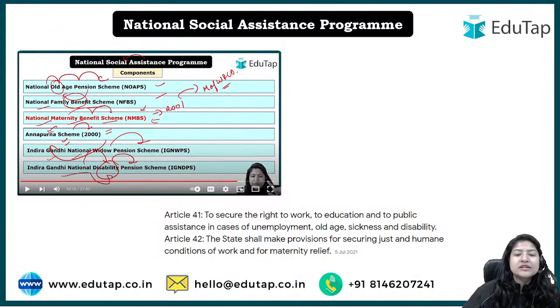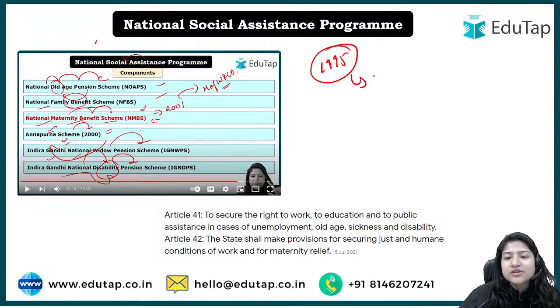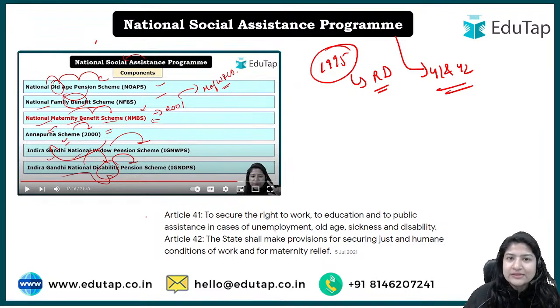In the session previous to this, we understood that the National Social Assistance Program was launched in 1995 under the Ministry of Rural Development, right? And we talked about how the scheme was launched to cater to Articles 41 and 42 of our DPSP. ठीक है, हमारे articles हैं Constitution में. So these are the highlights of Articles 41 and 42.